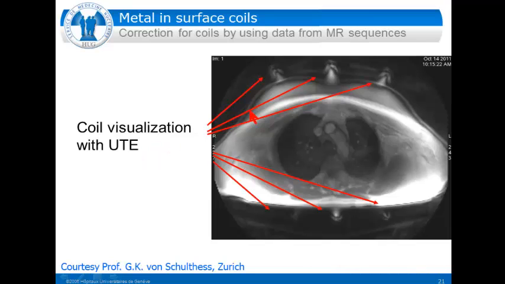Here is one example of a UTE sequence on a chest. You can see here the MR of the chest, and by this you can see the metal parts of the coils, and when you can see them by the UTE, you can also correct for them.